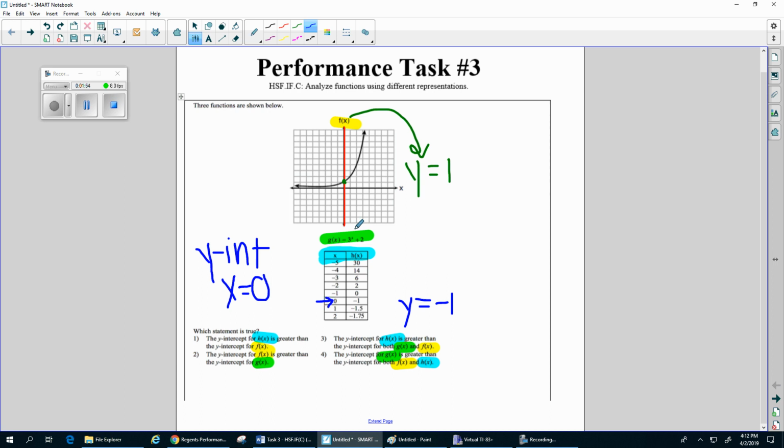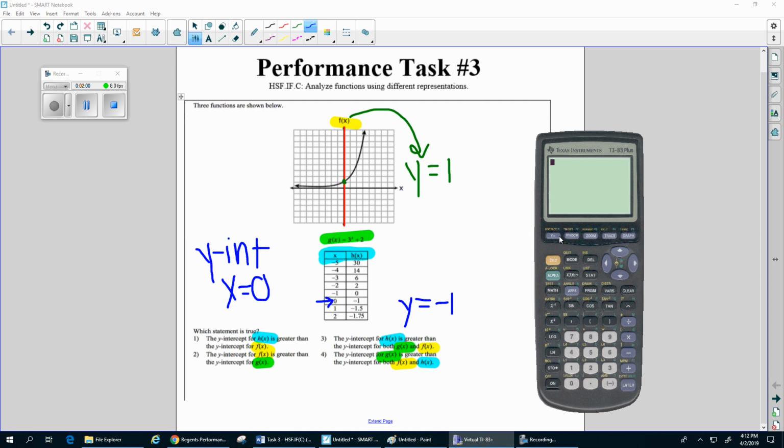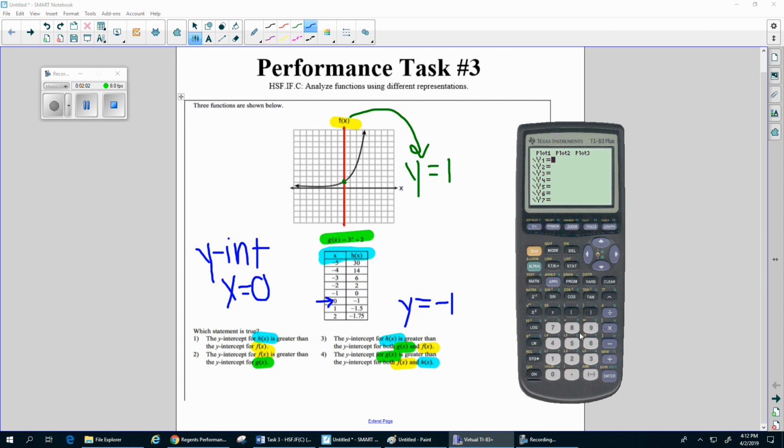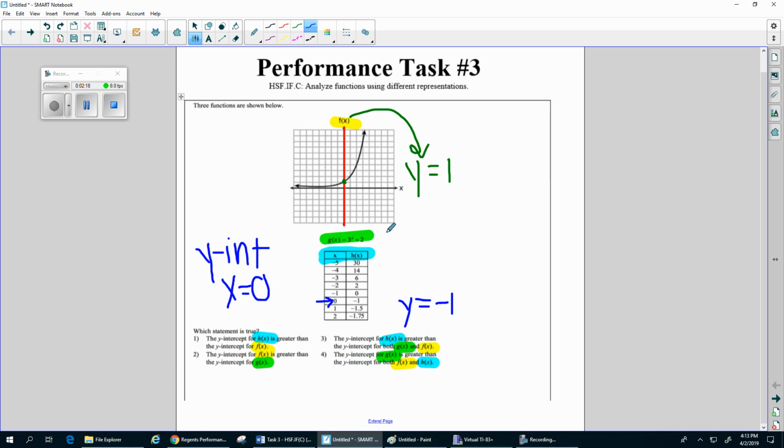With the equation, what you want to do is open up your calculator and change it into a table. Go to y equals and enter your equation, 3 to the x power plus 2. Now let's take a look at our table. Again, we're looking for when x is equal to 0. When x is equal to 0, y is equal to 3. So my y-intercept for g of x is going to be 3.